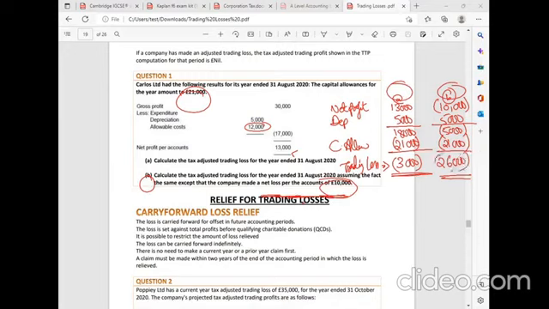The similar type of question we already did when we were doing the individual. So the arising of loss for both cases, individual and companies, is the same. Any problem? No problem. Note it down, please. Once done, let me know.